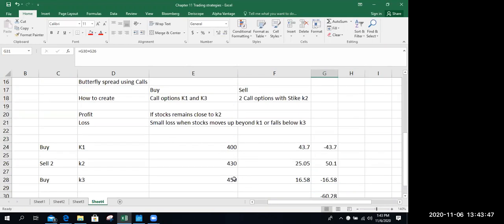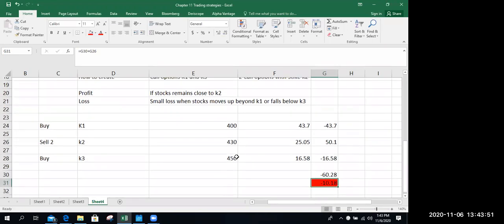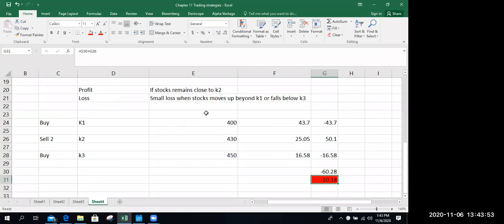If stock remains close to this price, 430, you don't lose money. You pocket that. You actually make money in this strategy, right? But if stock goes below 400 or above 450, you lose money. Okay, how will you lose money? This will be lost. Okay, and this will be lost.